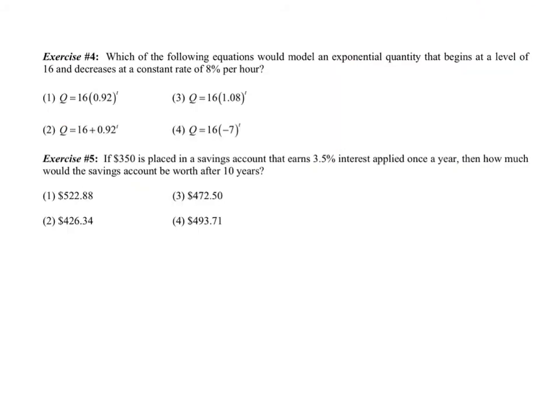Let's do some more word problems. Looking at exercise number 4. Which of the following equations would model an exponential quantity? So key word here, exponential. So you know what that formula is going to look like. That begins at a level of 16. So begins at 16. Decreases at a constant rate of 8%.